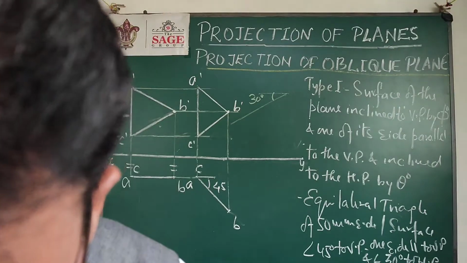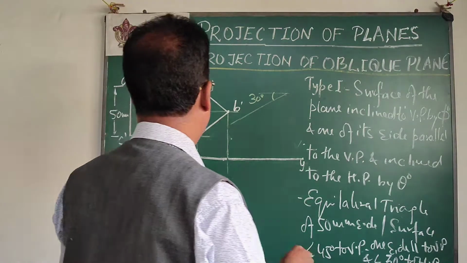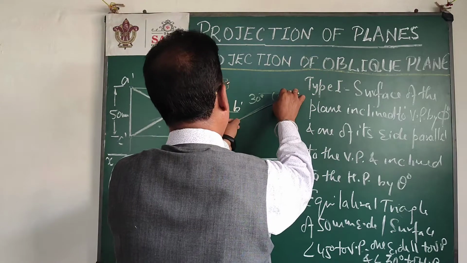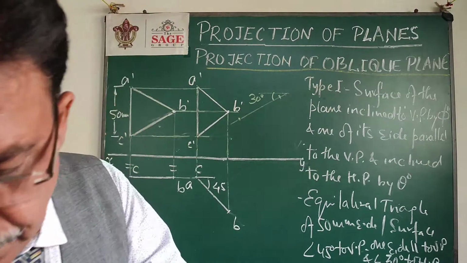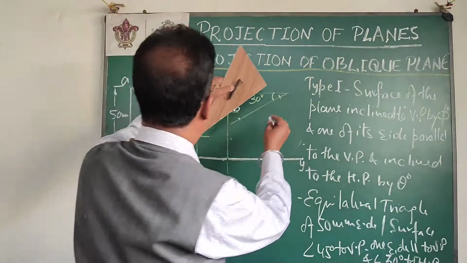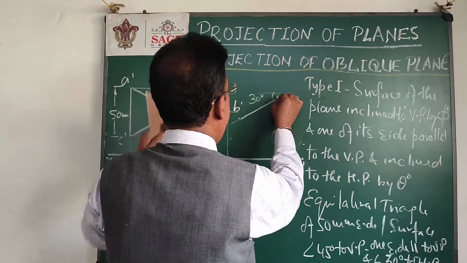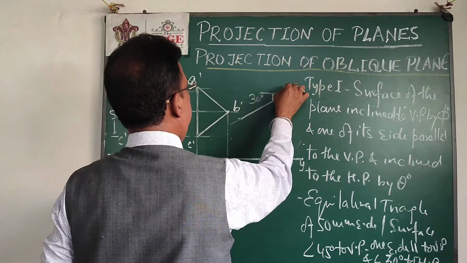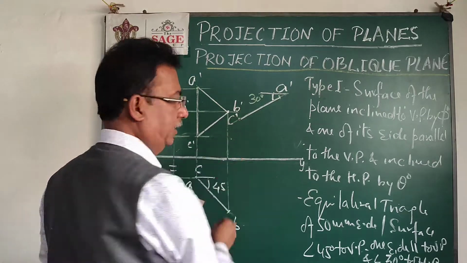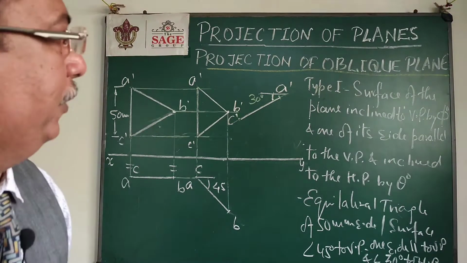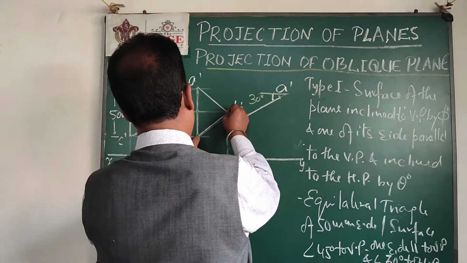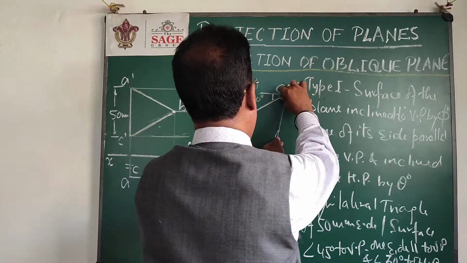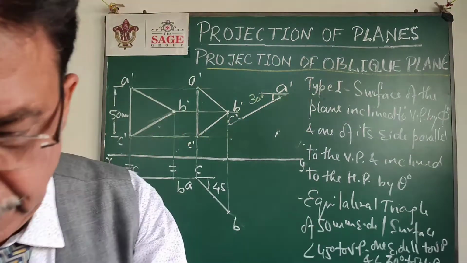I will draw a line 30 degree inclined to this, and on this line I will shift this, that is A dash and C dash. So this is the new A dash C dash at 30 degree inclination with the XY line horizontal. This is A dash and this is C dash. Now with reference to these points, I can easily copy the third point, that is B dash, by taking these 2 lengths. And this is the third point.